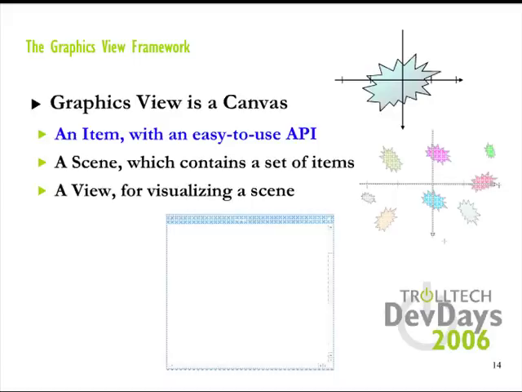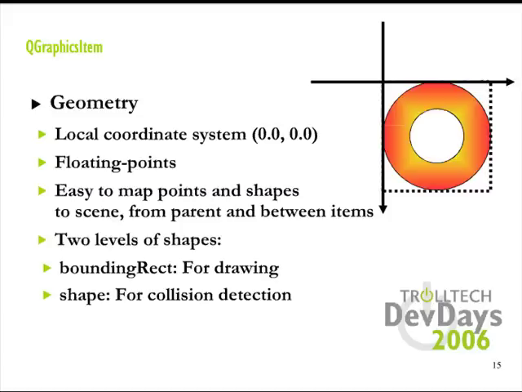Now the items, one of the big changes in GraphicsView as opposed to the old QCanvas is that it's floating point based all the way. So you can actually do subpixel and floating point based calculations and floating point based graphs and all those kinds of things using this framework. All items can have transformation. And following that is also that all items operate in their own local coordinate system based in 0, 0.